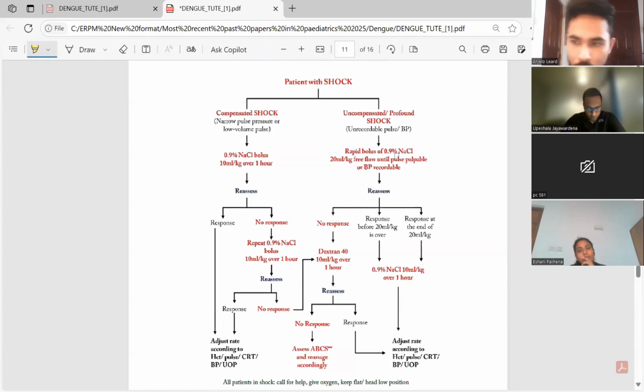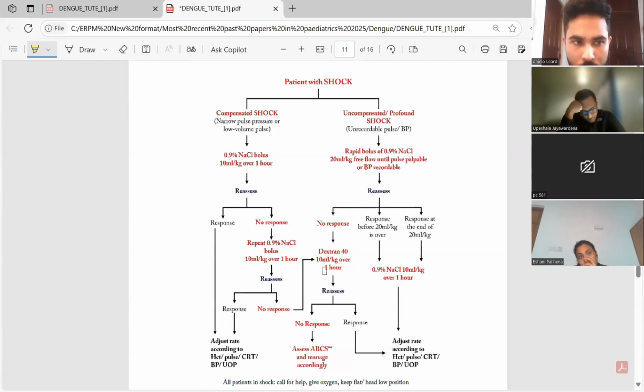Then how are SBAs set, son? They stop the scenario at one point. One bolus was given, the child is not improving, what do you do? Or they might give the features of a case of decompensated shock and ask, what do you do next? Or decompensated shock, one bolus given, no response, what do you do? They stop at a point like that. So that is what happens in dengue management related scenarios.